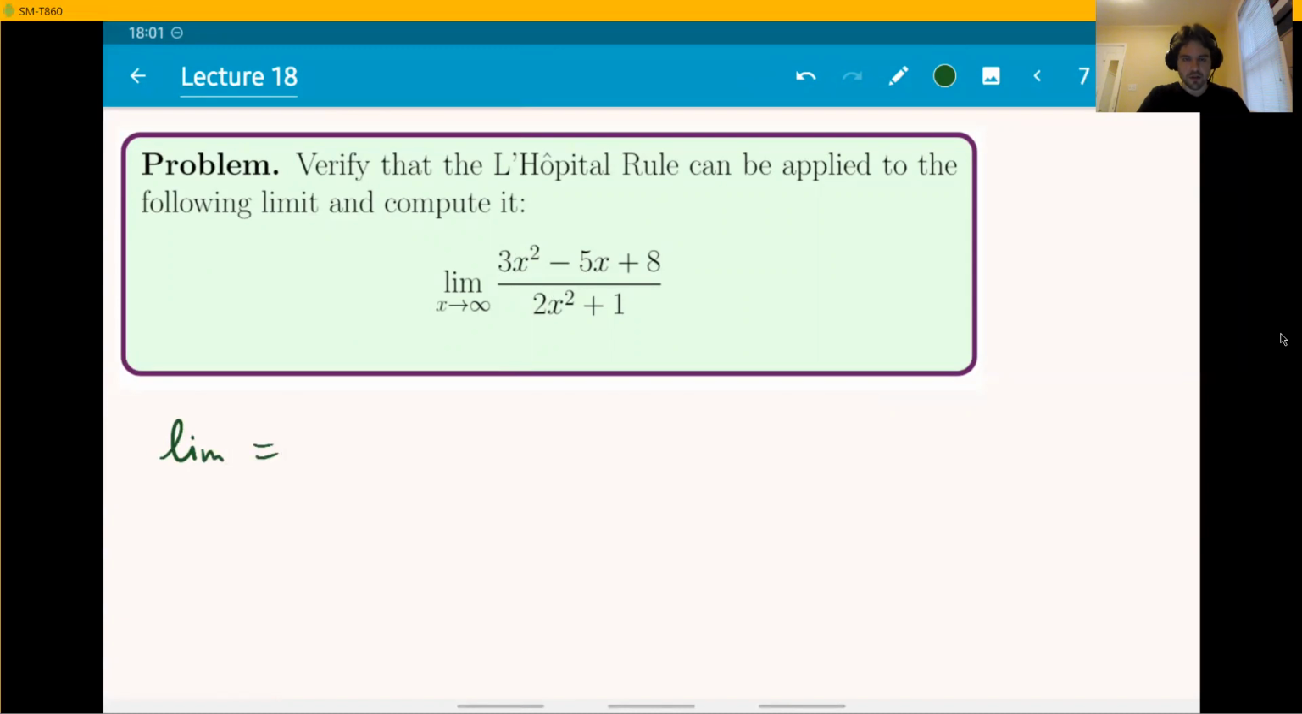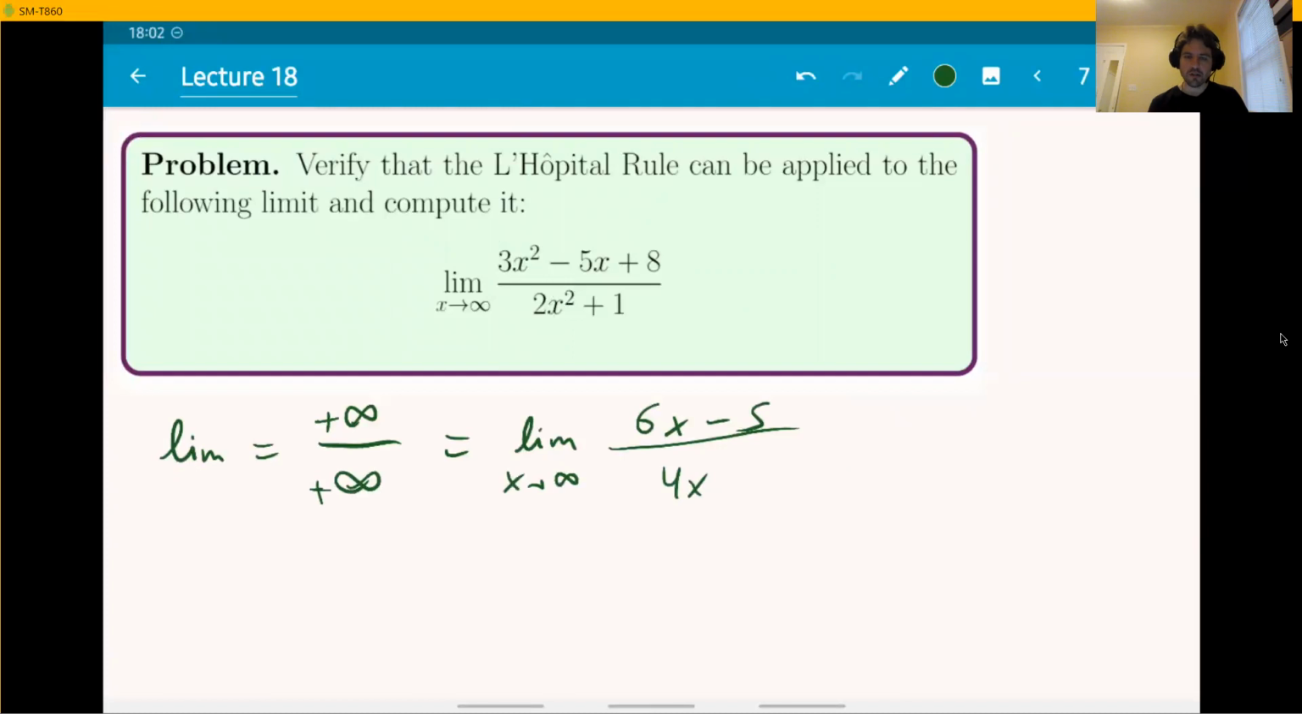So first of all, the limit that we have, what form is it? Answer, infinity over infinity. Because as you take x to infinity, because they are polynomials, only the highest degree term is the one that determines what's happening, and both are going to plus infinity, right? The highest degree terms are both positive. So this is indeterminate. You can apply L'Hopital. So we can do that. Taking the derivative will give you 6x minus 5 divided by 4x.